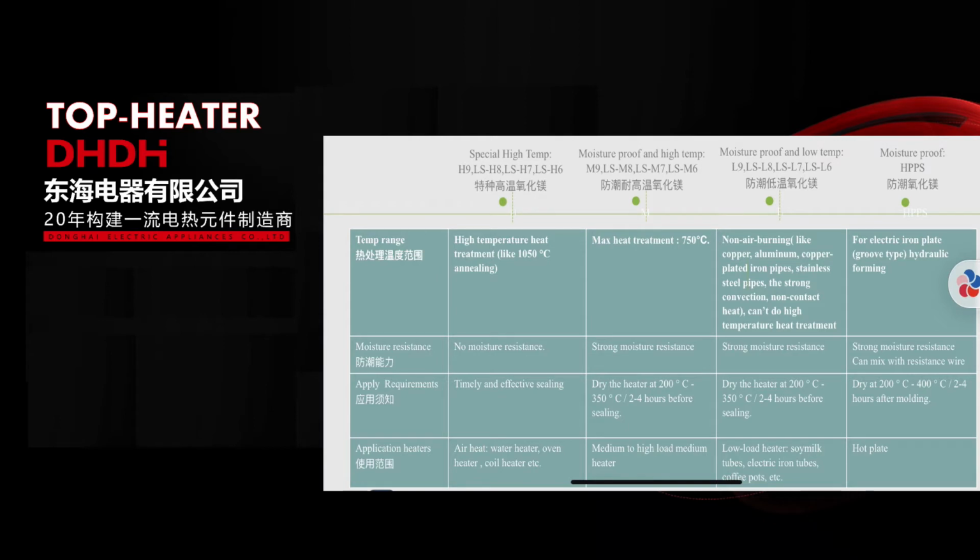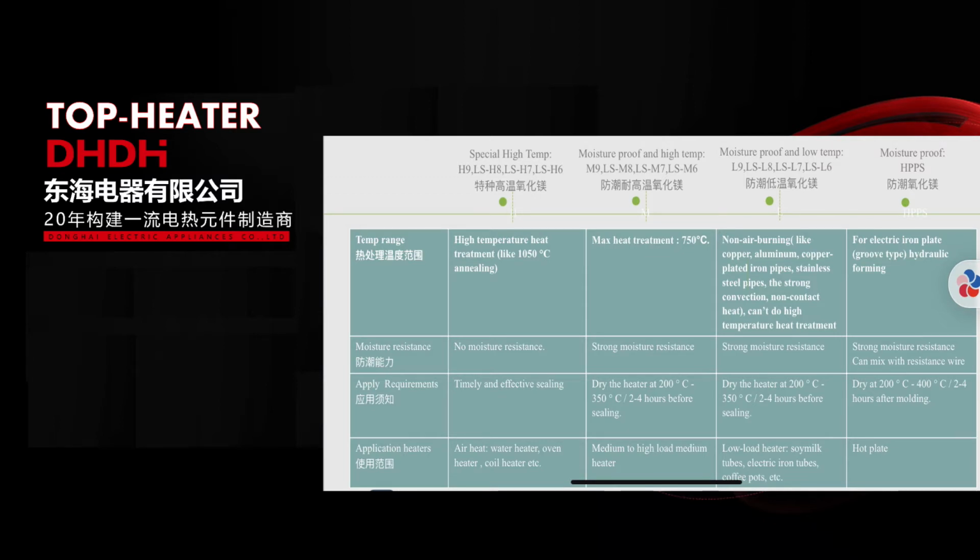Next I will introduce the L series. You can see on the table the heat treatment temperature. It is for non-air burning, such as copper, aluminum, copper plated iron pipes and stainless steel pipes, and some convection heaters. It cannot do high temperature after the heat treatment. Like the M series, it has strong moisture resistance, and it is normally used in some low load heaters like soy milk tubes, electric iron tubes, coffee pots and so on.